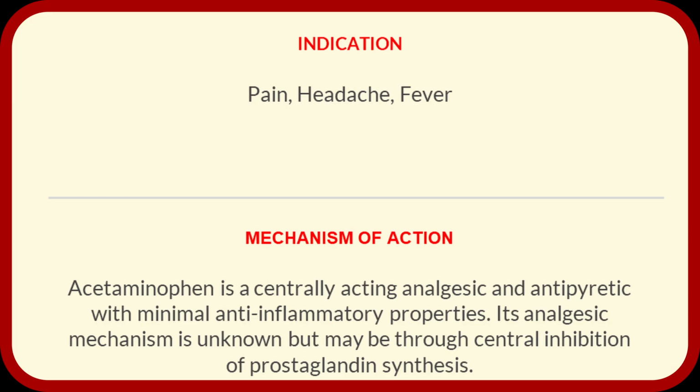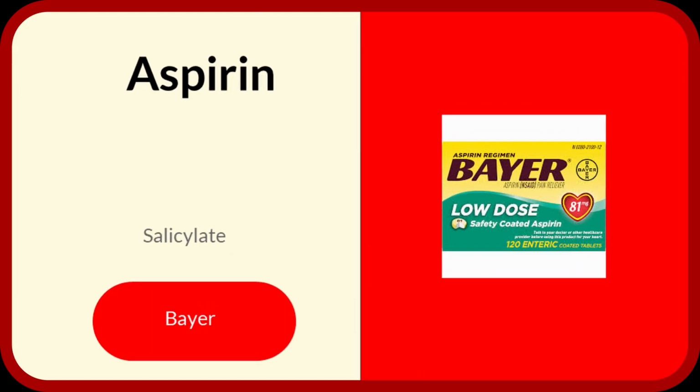Acetaminophen is a centrally acting analgesic and antipyretic with minimal anti-inflammatory properties. Its analgesic mechanism is unknown, but may be through central inhibition of prostaglandin synthesis. Next is the class of NSAIDs, or non-steroidal anti-inflammatory drugs.